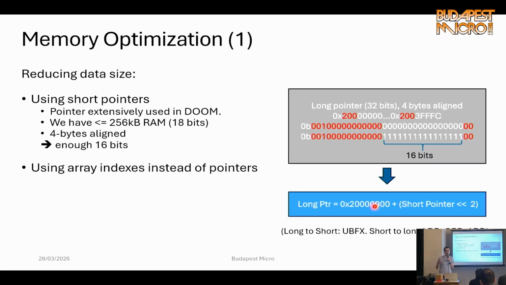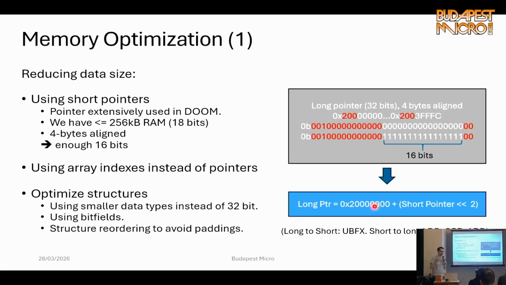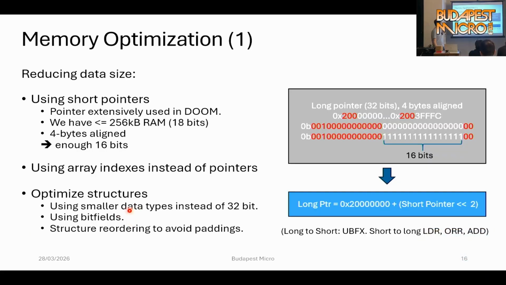Because if I have an array with like 1,000 elements, I just need 10 bits. And why are 10 bits okay? Because there is not a data type of 10 bits, but these are used in structures, so I can use bit fields. And also, for instance, I used some profiling to understand how big was actually the minimum size of each data in every structure. And also I had to reorder all the members to avoid padding.